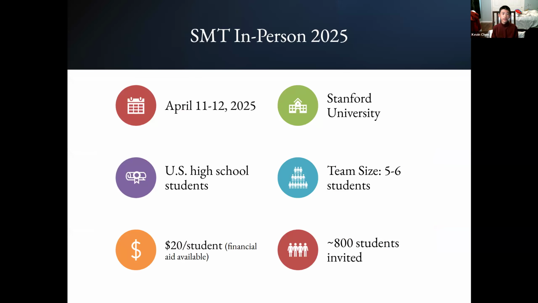Now, here's an overview of the SMT in person, taken from the statistics and information for the 2025 SMT. It's on April 11th to 12th of 2025. It's for high school students in the US, and the cost is $20 per student, but financial aid is available. The location is obviously at Stanford University, and the size of a team can be 5 or 6 students. Around 800 students can be invited to the in-person SMT because they don't have enough spots for, say, 1,000 students to participate.